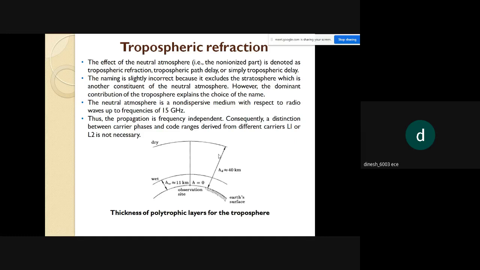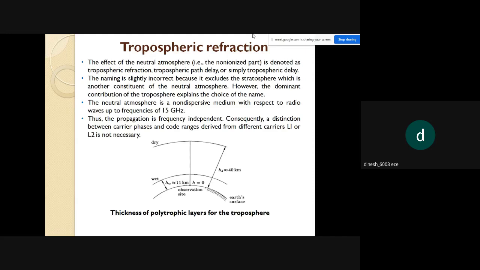Due to this wet region and dry region, we may get effects or delays in the path, which result in tropospheric refraction, tropospheric path delay, or simply tropospheric delays, which occur due to the non-ionized part. Whatever we had seen in the previous is the ionized part. Apart from that, due to the atmospheric conditions, we have a non-ionized part, which we call tropospheric refraction.